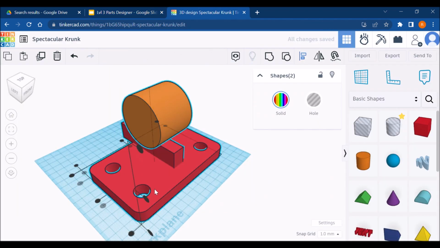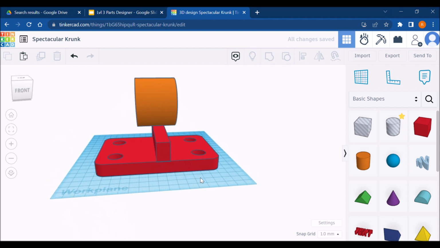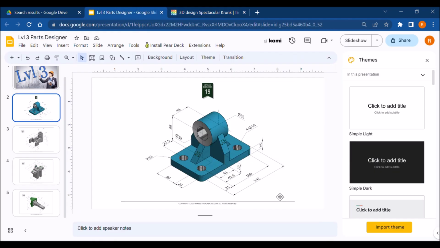Let's go ahead and align that. And I feel like something's off. Yep. There we go. Perfect.